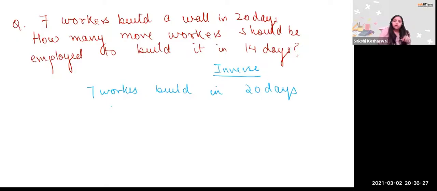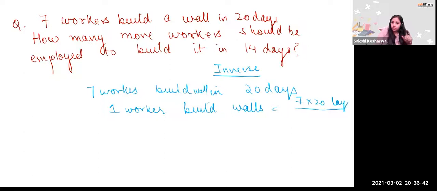So one worker builds the wall, like we just now did, in how many days, beta? It will build in 7 into 20 days, yes or no? Right? Which is equal to what, beta? 140 days. Now it says how many more workers should be employed to build in 14 days? So instead of taking one worker, because it's given 14 days, I'll go in the reverse way.